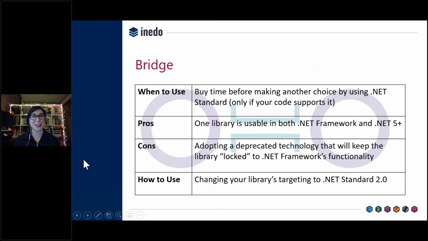Now let's talk about bridging. We say bridging is the most difficult only because it's a temporary solution. .NET Standard 2.0 at this point is deprecated, but if your code is compatible with it, you can use it as a bridge to get you from one .NET Framework to the other, .NET 5, with quite minimal work.